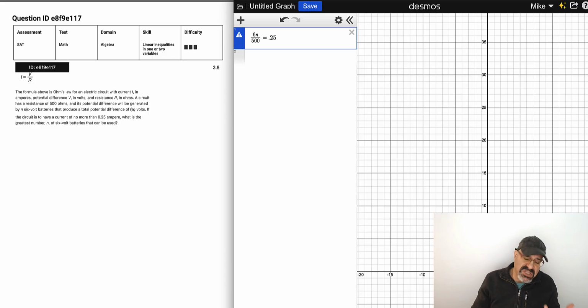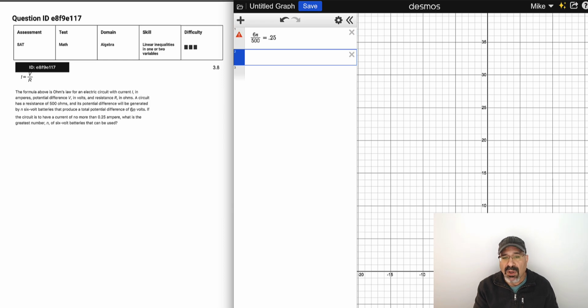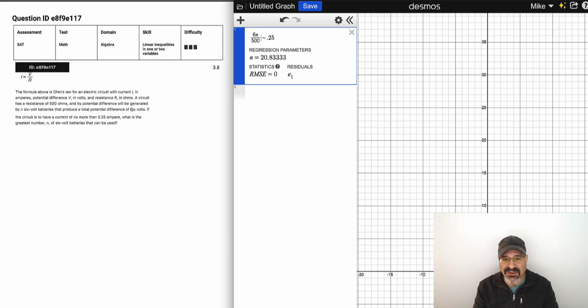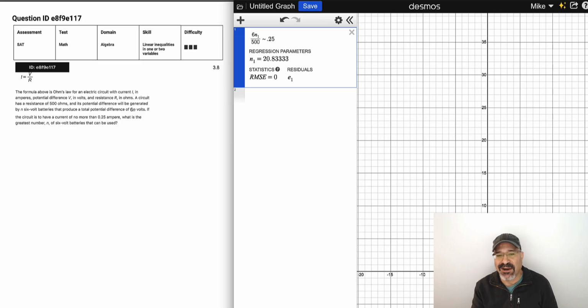Well, this is just a standard fraction. You can go ahead and just start solving things here. Oh, you know what else we can do? Wait, let's use Desmos to solve it. Tilde, and 1, boom. There, it solved it.